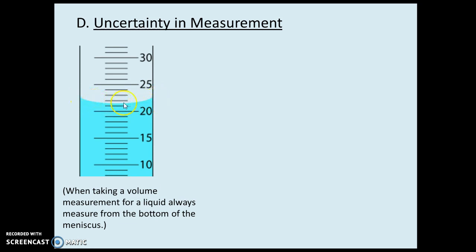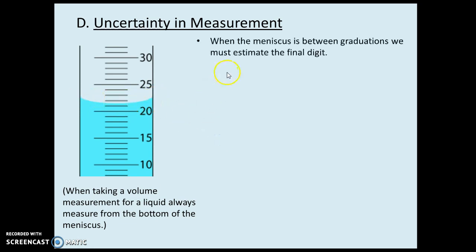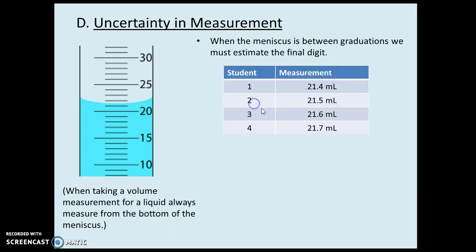You can see it's in between the lines. So when the meniscus is between graduations, that's the lines, we must estimate the final digit. So if I look here, it's 20, and each line is worth 1 milliliter. So 1, 2, 3, 4, 5. So I know for sure that it's at least 21, and then I'm going to estimate between the digits. So that estimation might come out something like this.